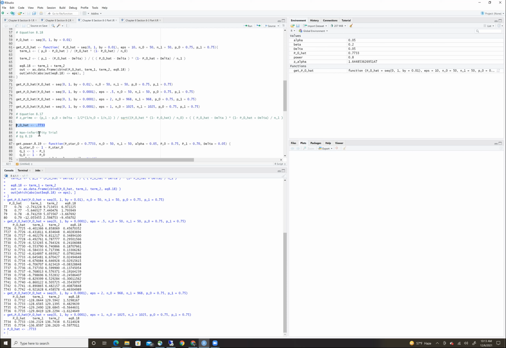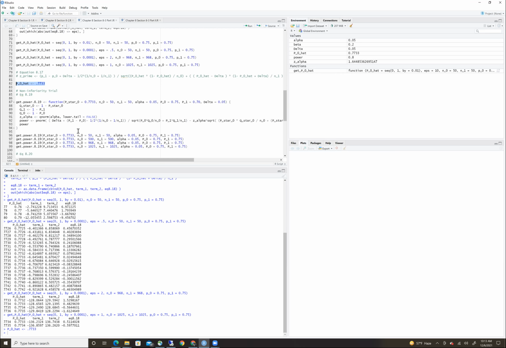But the main point of this chapter is actually to talk about the power of the test. So we can use equation 8.19 to look at the power. Okay, so in this case, we're going to have to use P star 0, and we're going to use that value that we just found from P0 hat of that 0.7733. We need our sample sizes. We need an alpha level. We need our population proportion P0 and P1, and we need our delta. Okay, so we can read in our function for get power 8.19.